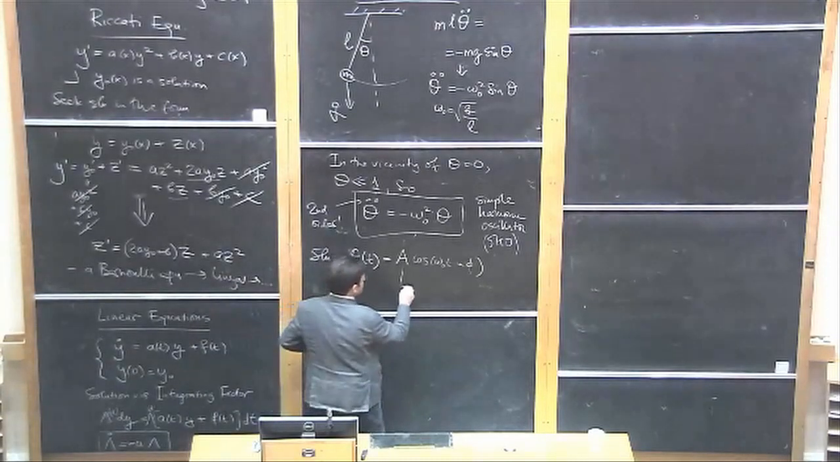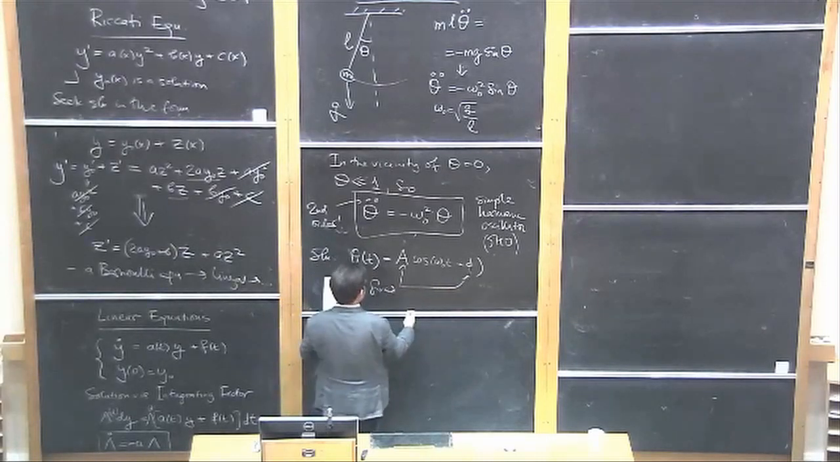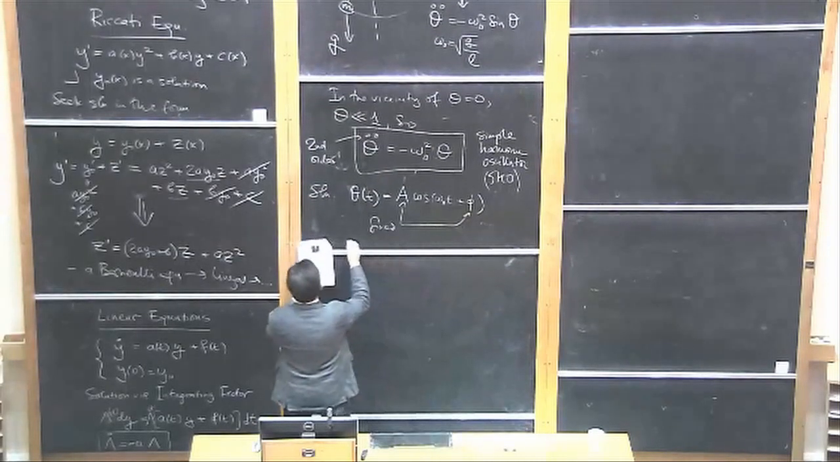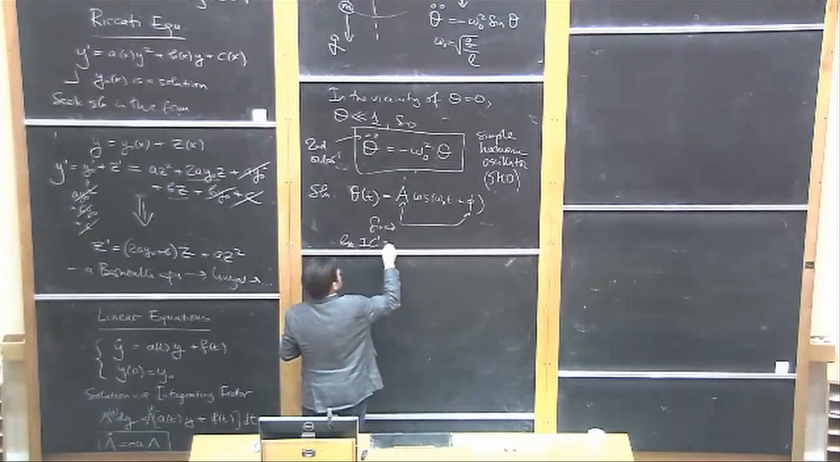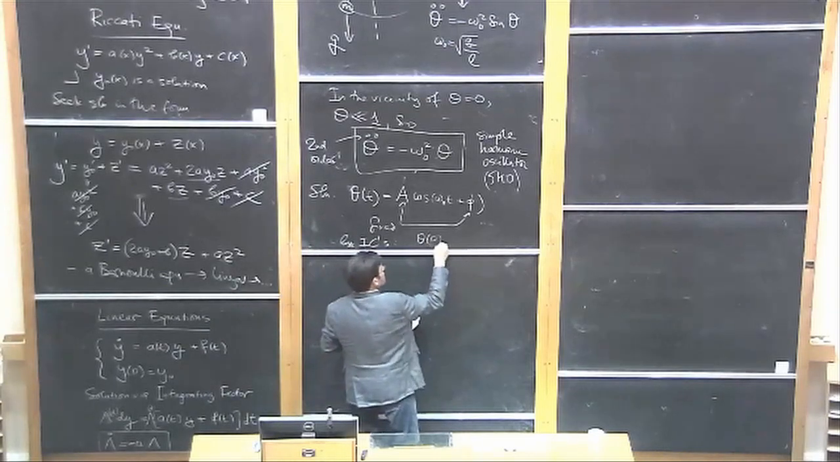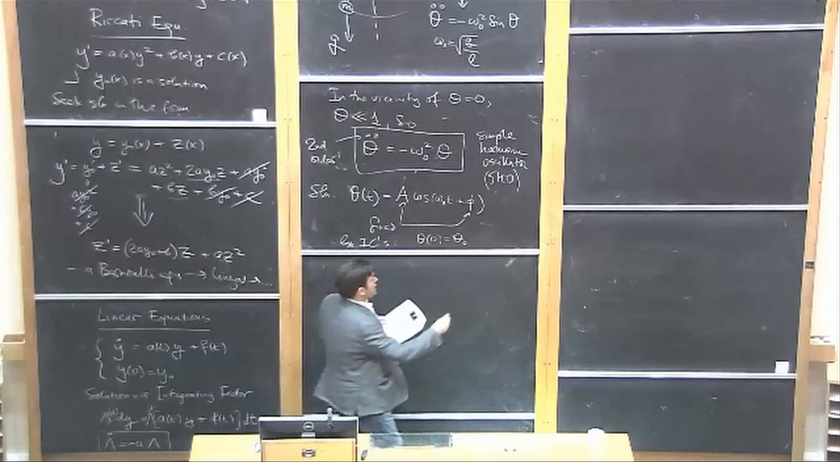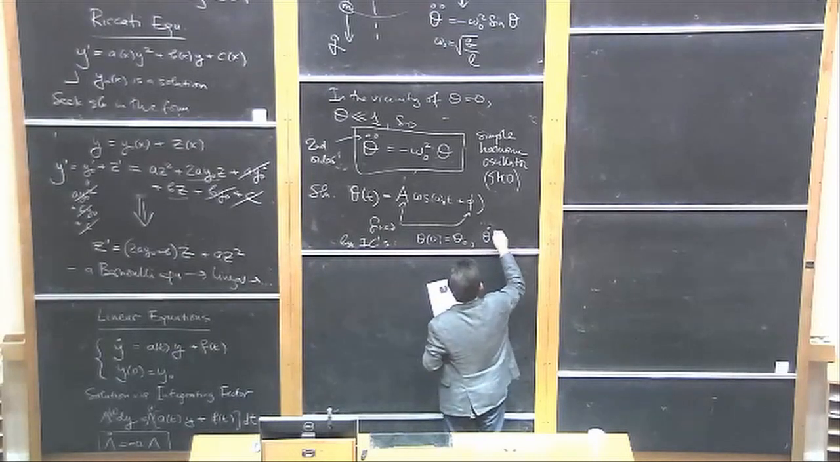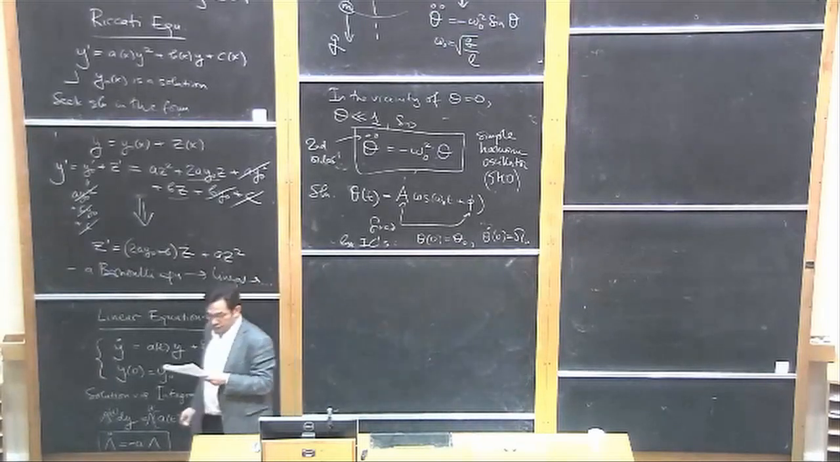So these two can be fixed by initial conditions again. If I were to tell you what the initial deviation of the pendulum from equilibrium was, and if I also were to tell you what its initial velocity was, that would fix the constants.